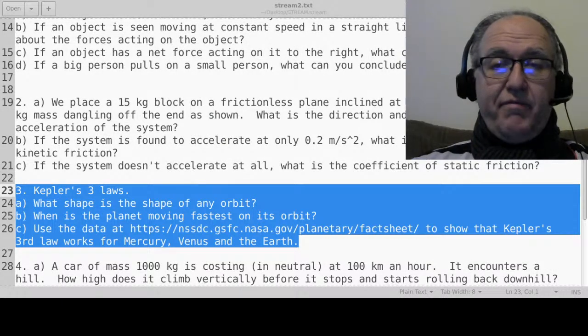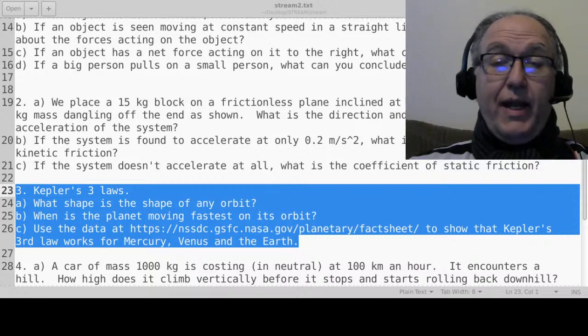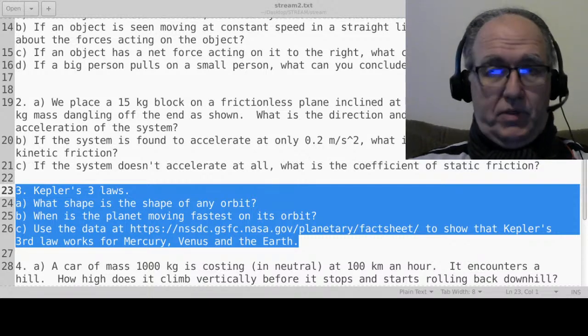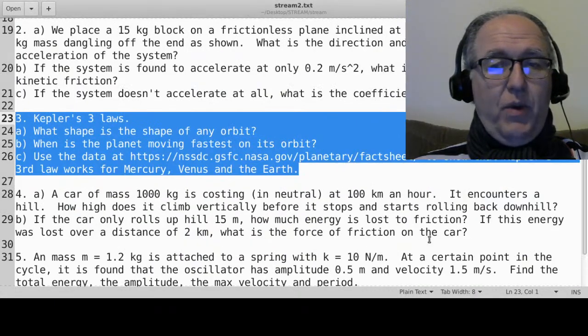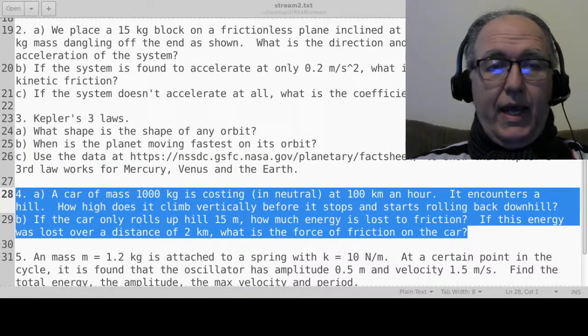a qualitative understanding of Kepler's laws, along with just the third law, is the only one that I expect you to do some quantitative problems on, and we'll do one of those. And then for energy, we did things like cars rolling up and downhill, and also the simple harmonic oscillator.